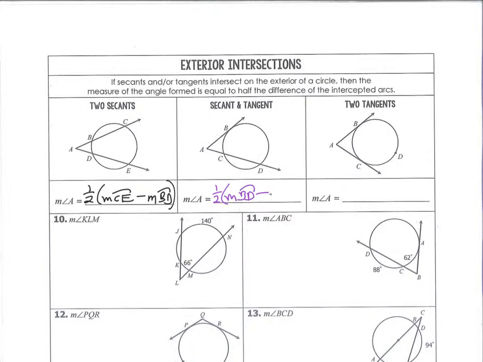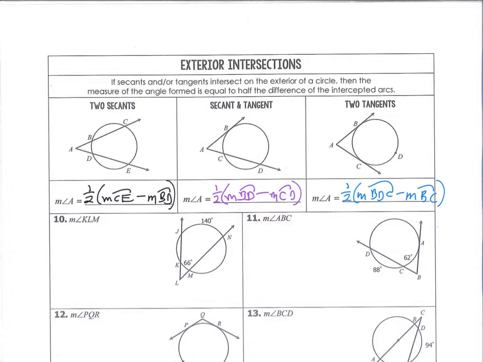minus the measure of arc CD. And then the third one here, we're going to take half. Which is bigger, this one or this one? BDC. Now this is an interesting one because when you have two tangents intersect, essentially you're going to subtract the entire circle of arcs, right? Because all of this is a major arc and this is the minor arc that's left over. So we're going to take the measure of the major arc, BDC, and subtract the measure of arc BC.